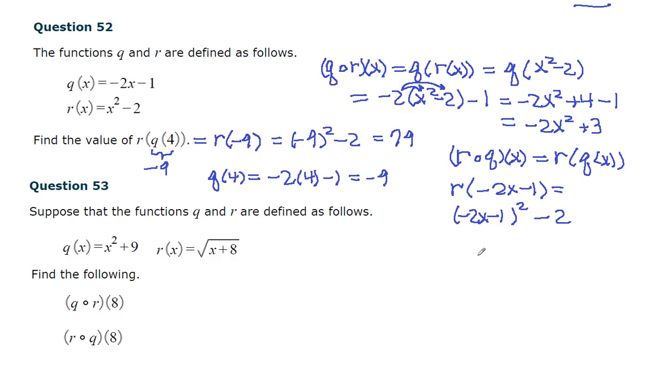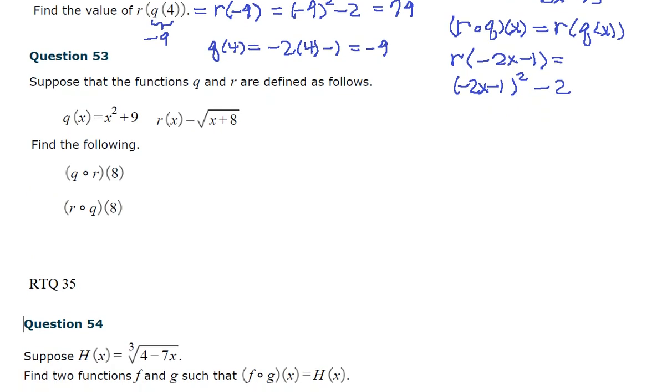So Q circle R at 8. That is going to be Q plug in R of 8. So you do the inside first, R plug in 8. We'll do that over here. So R plug in 8, that's right here. So you put an 8 in there. That's going to be square root 8 plus 8. That's root 16, which is 4. So this inside is 4.